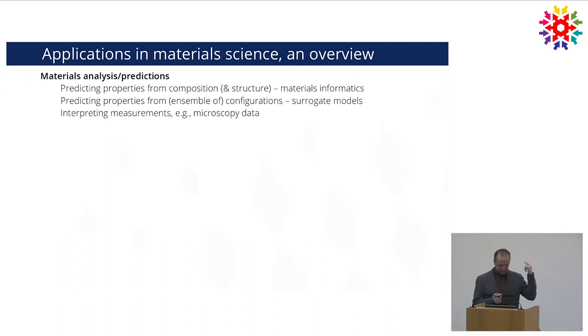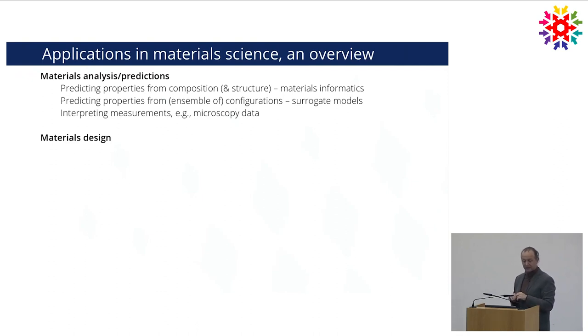And another part of analysis is not specifically predicting a property from some description of the material, but actually trying to interpret automatically some measurements. So there is a lot of work in interpreting, say, microscopy data, in which you have a set of images, and essentially the same way you have artificial intelligence that understands if there are cats or dogs in pictures, you understand what is the structure of a certain material, if there is a fracture, if there is a grain boundary or something, by just analyzing the images. So this is all in this materials analysis.